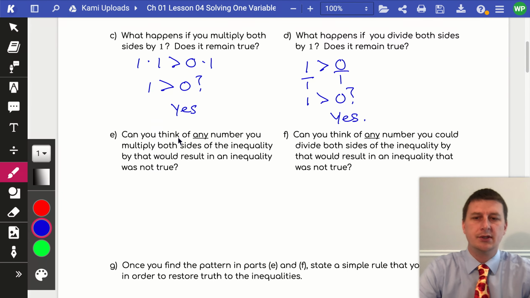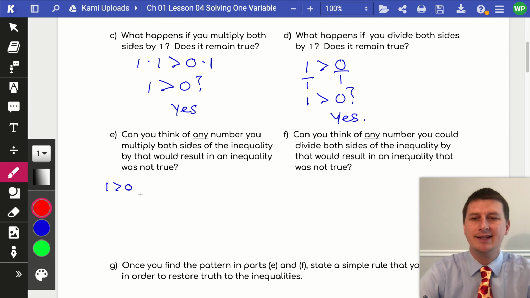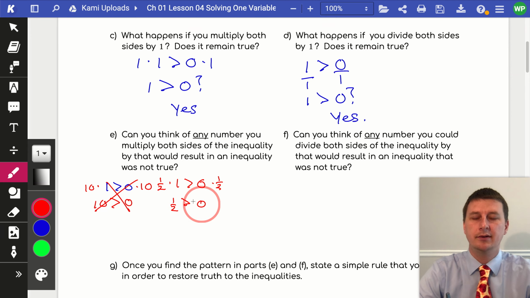So let's try 1 greater than 0. Let's multiply both sides by 10. Maybe 10 won't work. And we'll get 10 is greater than 0. Nope, that's true. How about a fraction? Let's try a fraction. So let's go 1 greater than 0. Let's multiply by 1/2 on both sides. And we'll get half of 1 is 1/2. 0 times 1/2 is 0. No, 1/2 is still greater than 0.